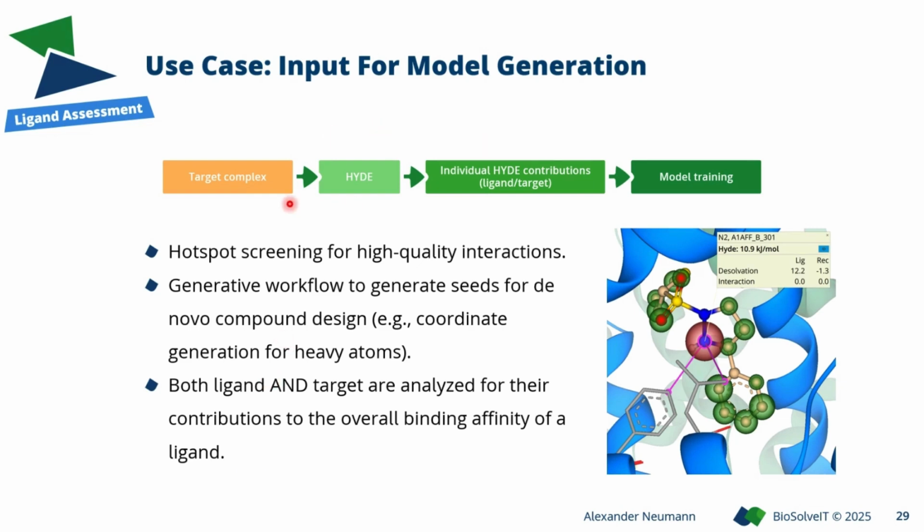It's the model training. So what you can also do with HYDE is to start with your complex, apply HYDE, and then extract those details about individual contributions. Where you say, okay, I get those contributions for this nitrogen. So it seems like the hydrogen is not very happy there. No surprise, because we have lipophilic residues here. You can do it for both the ligand and the receptor to actually mine for that kind of information, to see, okay, in this position I would like to have a nitrogen, fluorine, whatsoever, to then do the de novo design with that kind of information to assemble your molecules.